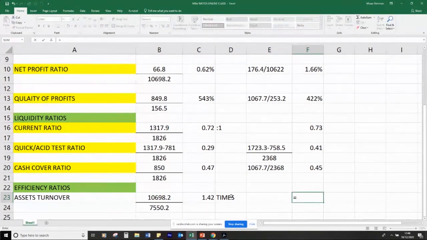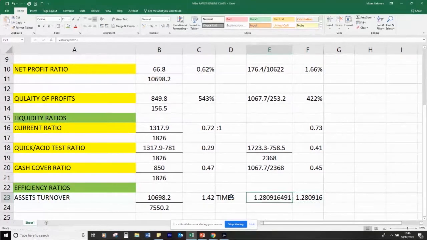So my turnover from last year, 10,622, divided by my total assets, 8292.5. So it's 1.28. So it was actually less last year.